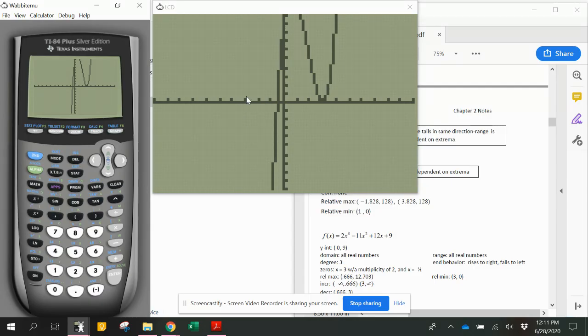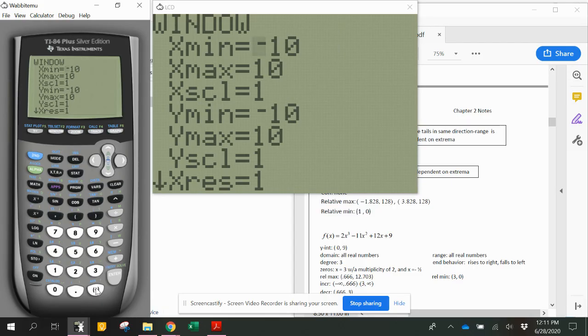So I'm going to make my x window go from negative 3. And then for my positive side, it doesn't look like it goes any further than 5. So here's what you're going to do. Window. X minimum, I just said negative 3. Enter. X maximum, our graph goes past 5, but I don't need to see past 5. The X scale is good.